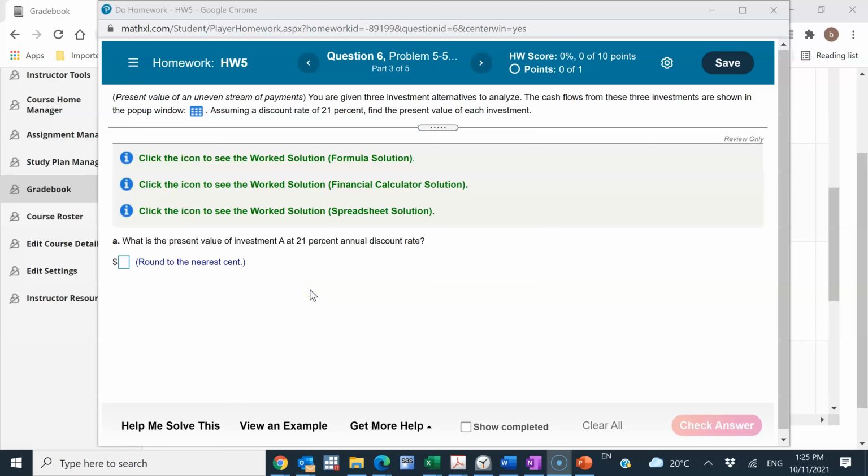This is question number 6 of homework 5 for chapter 5. So you're given 3 investment alternatives to analyze. The cash flows from these 3 investments are shown in the pop-up window. Assuming a discount rate of 21%, find the present value of each investment.